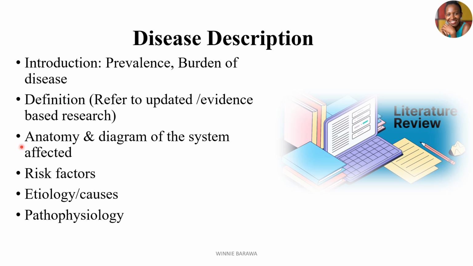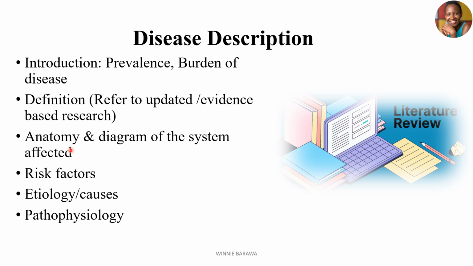And then the third segment under disease description is looking at the anatomy and a diagram of the system that has been affected. So what do we mean by this? If you are talking of a disease, for example, respiratory diseases, if the disease is touching on respiratory systems, then it is good that you pull in the anatomy and the diagram of the respiratory system, highlighting to us the areas of the system that are being affected by this disease.